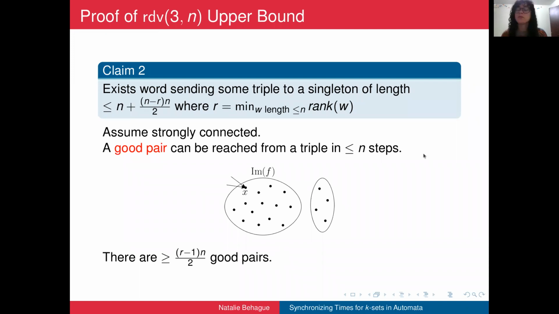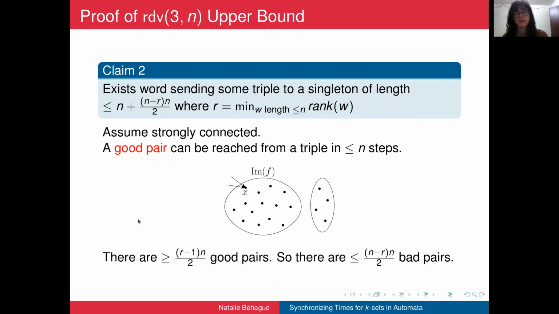So now, in contrast, we define a bad pair to be some pair that can't be reached from a triple in at most n steps. How many bad pairs are there? Well, there's n choose 2 minus the number of good pairs. If you calculate that, it's quite a simple calculation, it's just (n minus r) times n over 2 bad pairs. Now, where have you seen (n minus r) times n over 2 before? It's in the statement of the claim. So there are at most (n minus r) times n over 2 bad pairs.